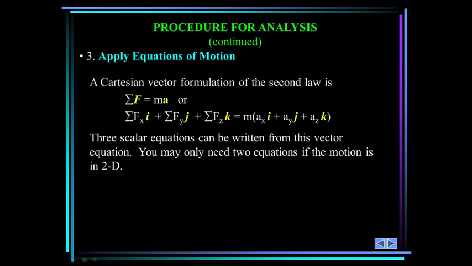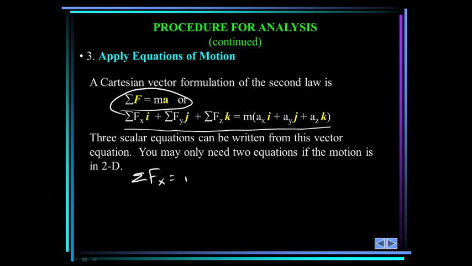So in vector form, the equation of motion is seen here, and in Cartesian form it's seen here. The scalar equations can be written from this vector equation. So summation of forces in the x is equal to mass times acceleration in the x. Likewise for y and z. For 2D motion, you only need two equations.